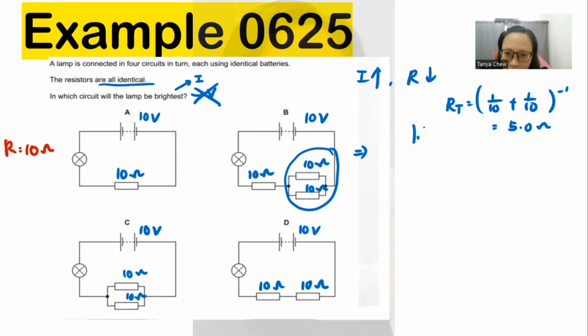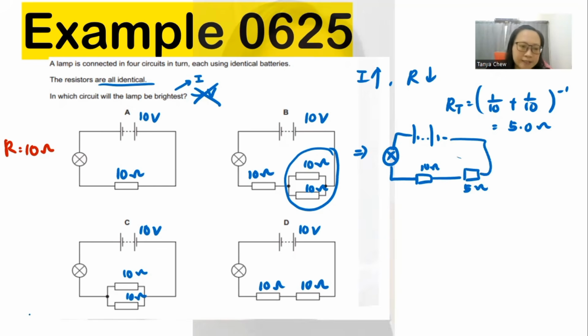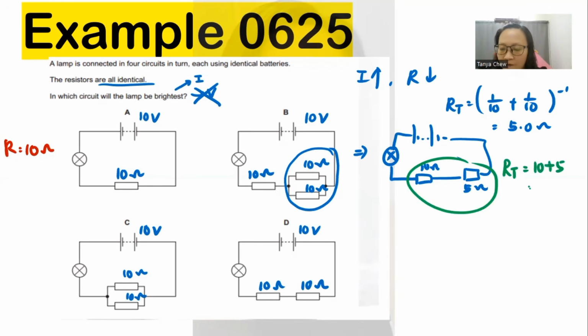So my circuit will be a simplified circuit, which I'm going to draw. It will be like this. This is 10 ohm and this is 5 ohm. So these two are in series. Can you see that? 10 ohm and 5 ohm are in series. So total resistance is 10 plus 5, which is equal to 15 ohm.